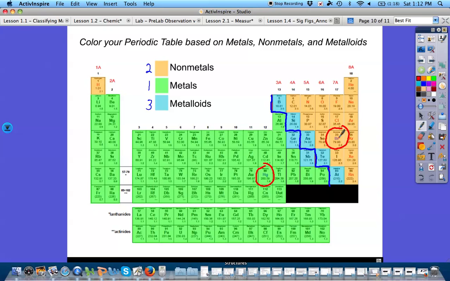So that's it for today's lesson. You have practice at the bottom of the page, a couple questions about organizing the periodic table as well as classifying metals, nonmetals, and metalloids, properties as well as different elements. So go ahead and make sure you get that caught up. Stop in and ask me if you have any questions.